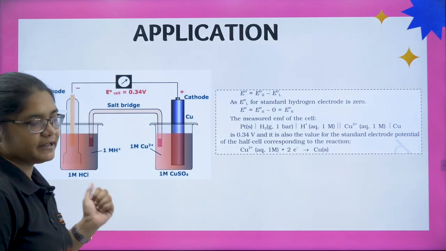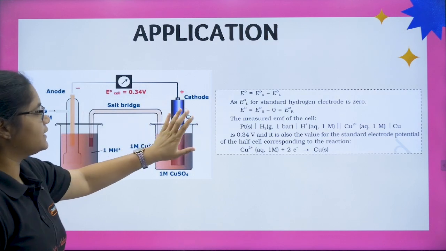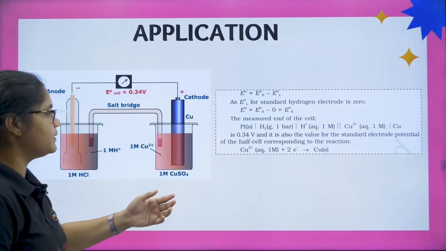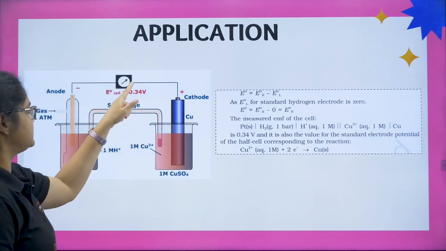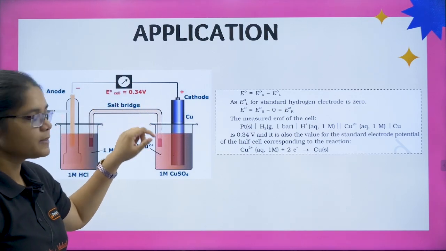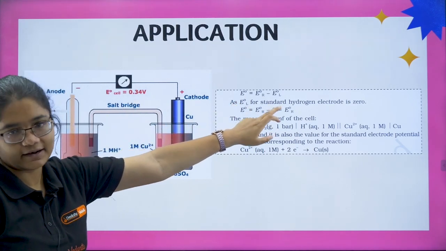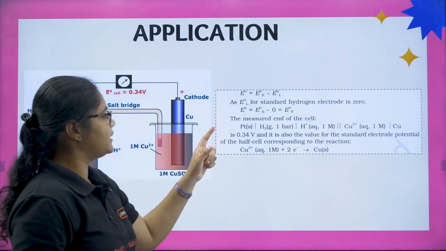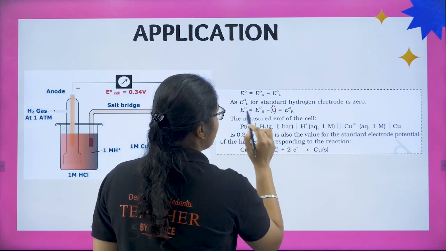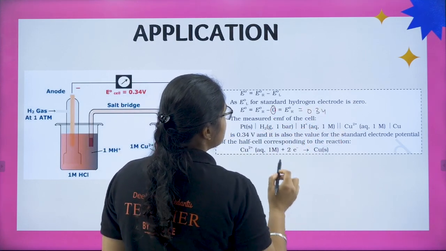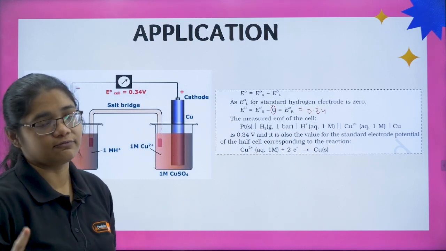Next we'll talk about application. You have to take the hydrogen electrode on one side, and suppose I want to measure copper, I will take copper on the opposite side. Now what will happen? We know that the difference we are getting is 0.34 volt. What's the formula here? E right minus E left. I know that E left is 0, so I put E left as 0, and E naught value I am getting is 0.34. So the reduction potential of copper is 0.34 volt.